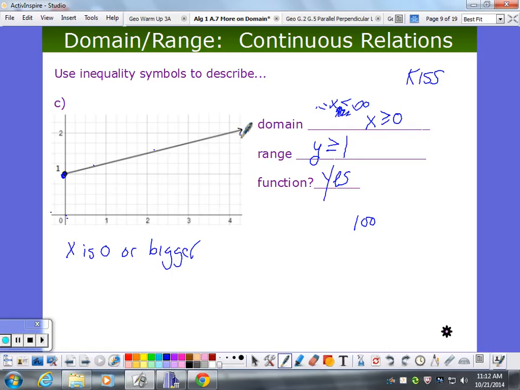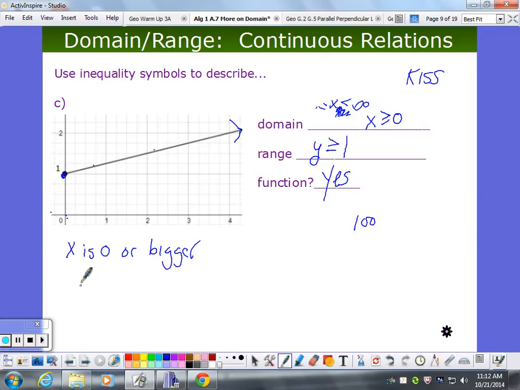An arrow means goes on forever and ever. So inputs, do you see any inputs passed here on this side? A lot of inputs here, right? What are they? Can it be 0? Can it be like 0.1? Can it be 0.001? Can it be all the way up here at 100? Can it be at 5 million? Is there an upper limit on what the domain can do? No. But there's a lower limit, right? Yes. That's what this says, x bigger than or equal to 0.